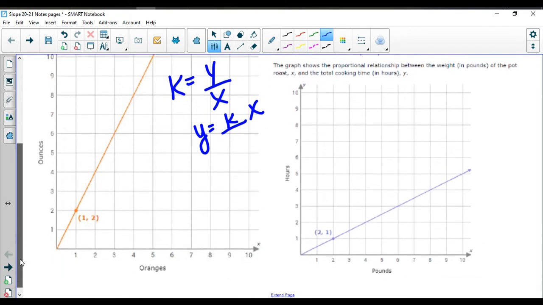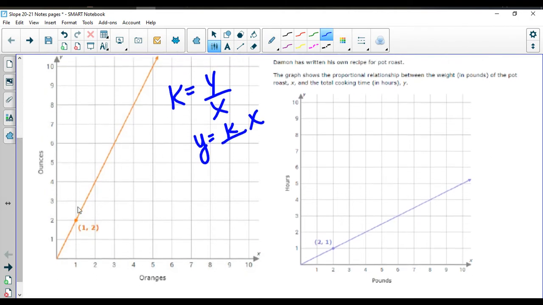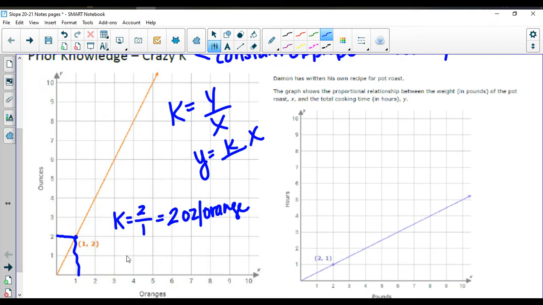So we have two examples for you here. In this first one, I have oranges on the x-axis, ounces on the y-axis. And I do note that there is a point right here that actually goes through the grid, so it's easy to read. My y value here is 2. My x value here is 1. So to get my k value, I'm going to do the y value divided by the x value. So 2 divided by 1 is 2. And if I were to put a label on that, I would do the y label per the x label. So ounces per orange then would be our k value here. We could also write the equation of this line. It's y equals kx, and since k is 2, we would say this equation is y equals 2x.